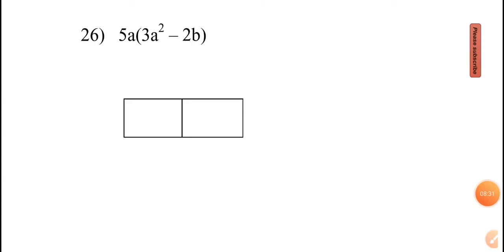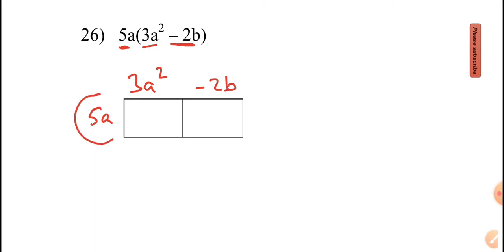So with question 26, because I can see 5a here, I'll write 5a on the side there, and then inside the bracket I can see 3a squared, so I'll write 3a squared, and then I've got minus 2b, so I'll write minus 2b here. So the first thing we have to do is 5a times 3a squared, so it's 5a times 3a squared. Now what does that mean?